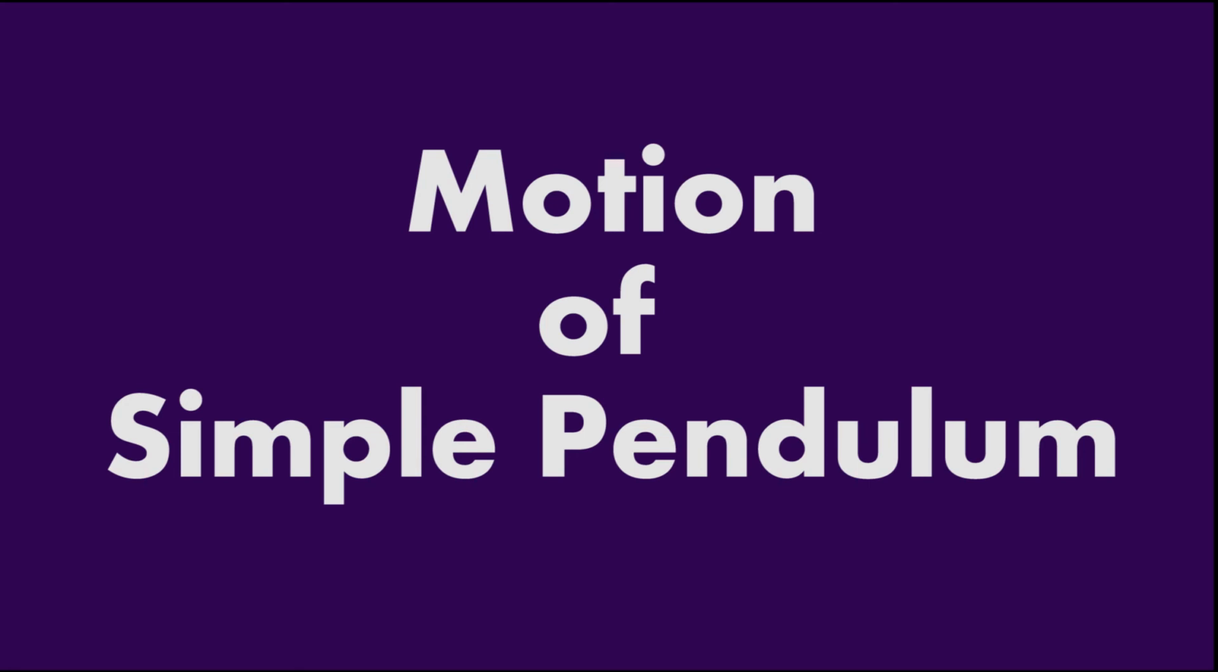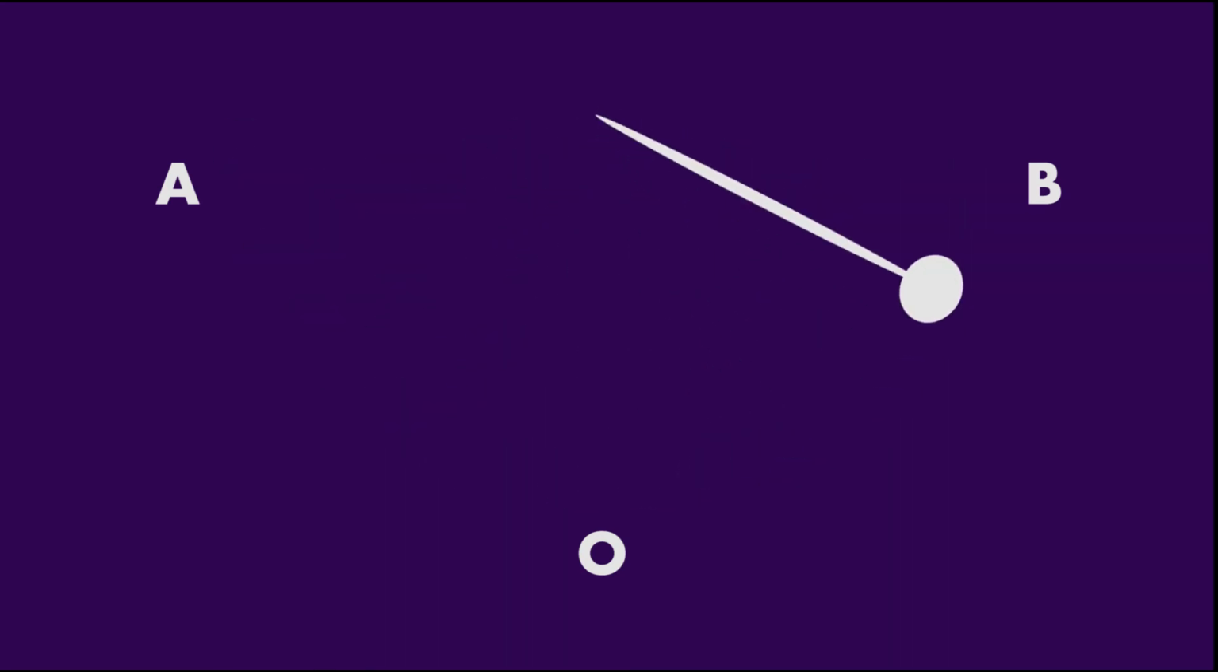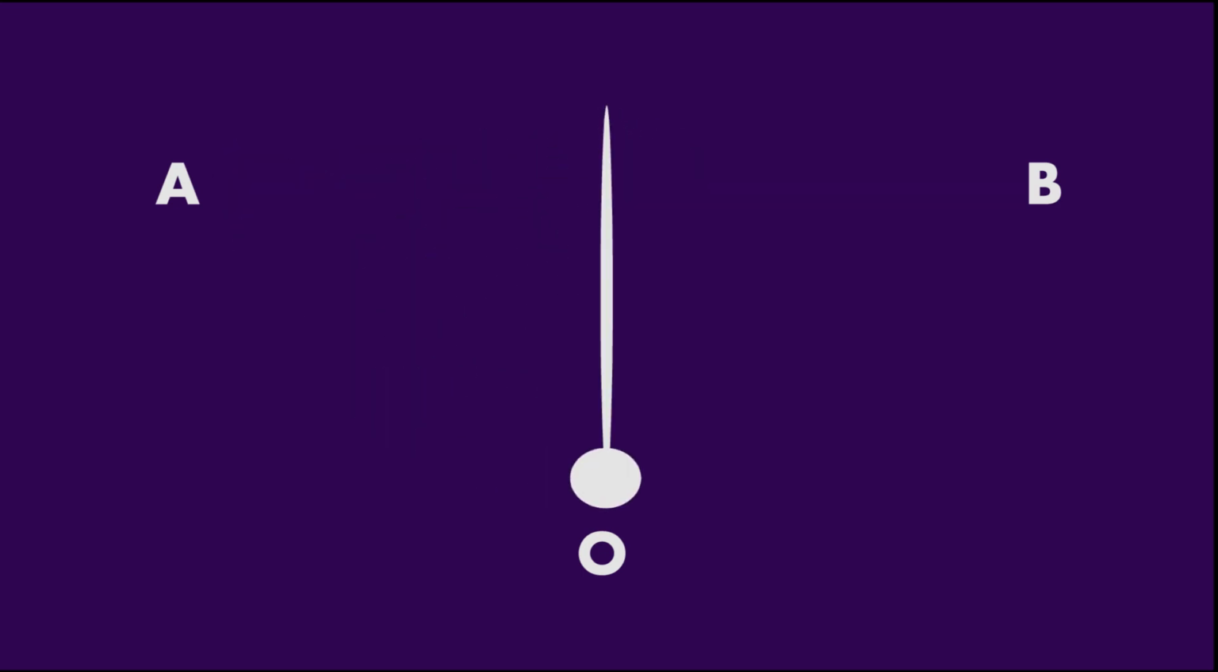A simple pendulum also exhibits simple harmonic motion. It consists of a small bob of mass m suspended from a light string of length L fixed at its upper end. In equilibrium position O, the net force on the bob is 0 and the bob is stationary. Now if we bring the bob to extreme position A and release it, the gravitational acceleration caused by its weight pushes the pendulum towards the mean position.